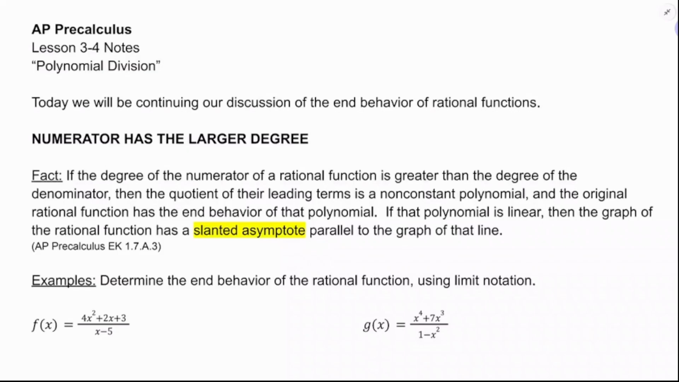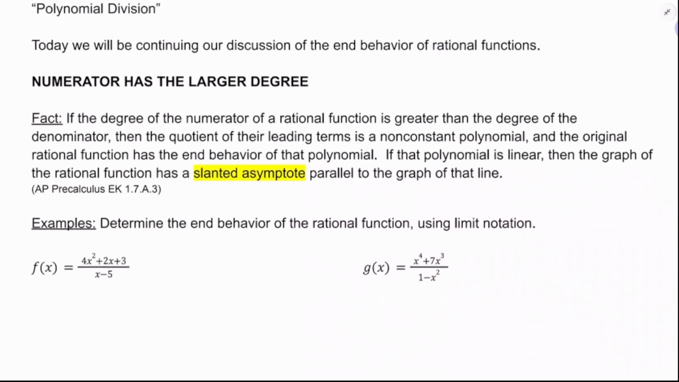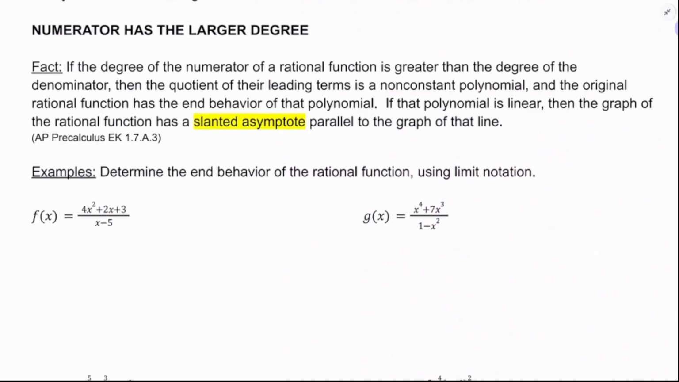In this video, we're going to wrap up our discussion of end behavior of rational functions by focusing on the case where the polynomial in the numerator of the rational function has the larger degree, where the degree of the numerator is greater than the degree of the denominator. In that case, the quotient of their leading terms is going to be a non-constant polynomial, and that non-constant polynomial will have the same end behavior as our rational function. There's also a little bit in that fact about if that polynomial is linear, but we'll get to that in a few minutes.